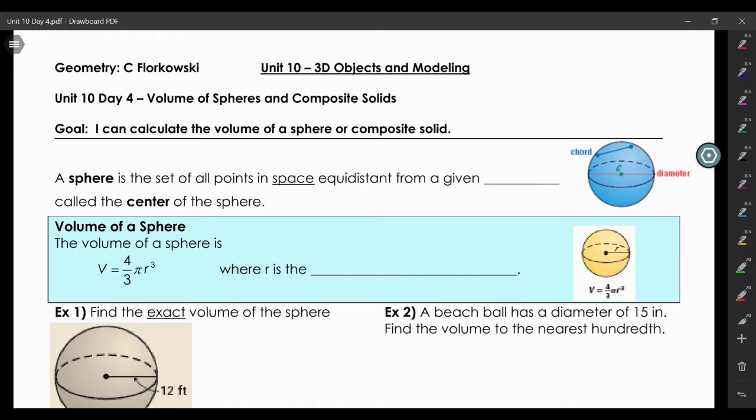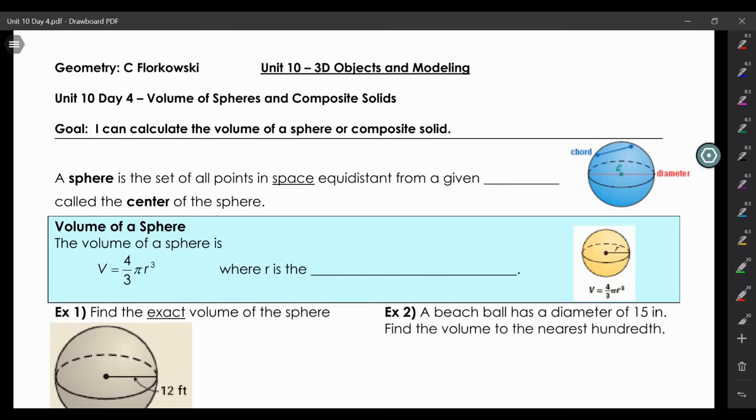Today we will be talking about volumes of spheres and composite solids. A composite solid is just two or more solids combined. If you think about your house, you have your main floor, which is usually rectangular, and then the roof above that is a pyramid shape. So you could think of your house as a composite solid, where at least in my case, it's a rectangular prism and then a rectangular pyramid on top for the roof.